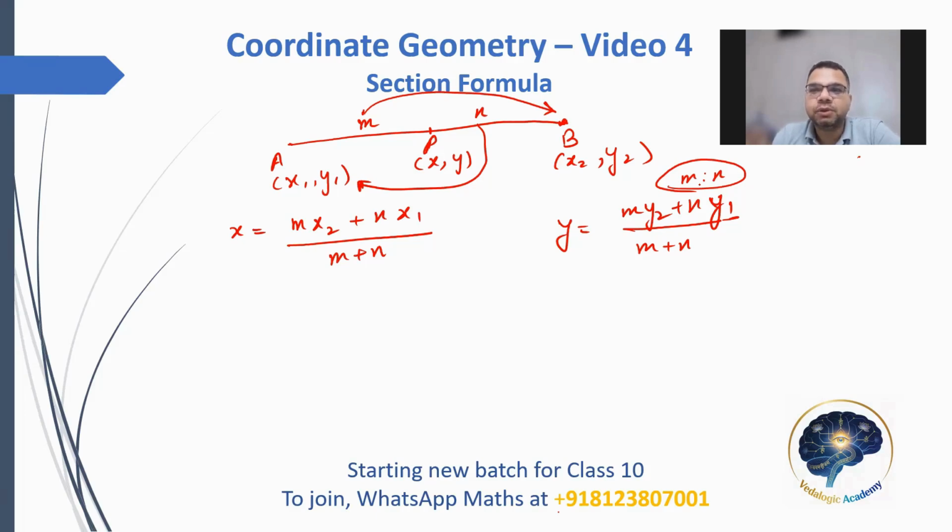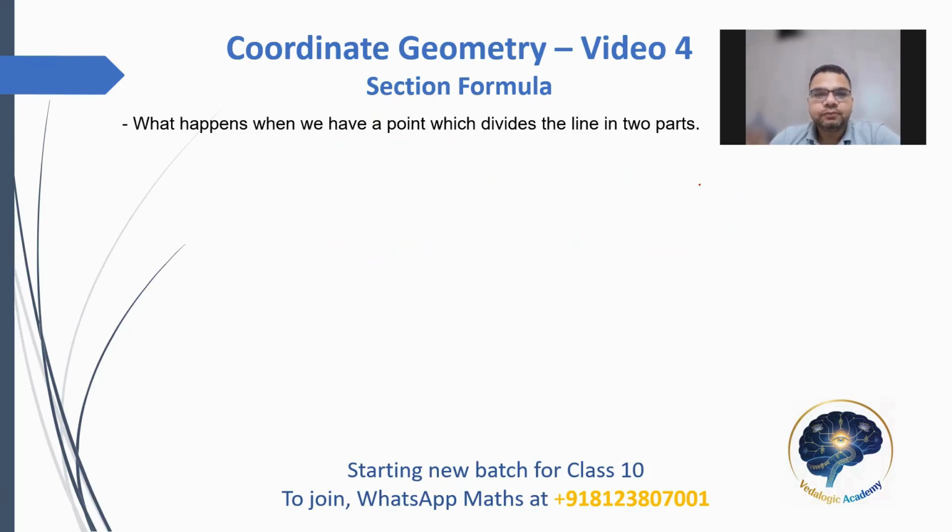So this is the section formula. This is applied when we have a point bisecting the line into equal lengths, or maybe in 2:1 ratio or 3:4 ratio, whatever ratio it is. We can find that particular point. So you will see the examples here in the coming slides. Okay, so I'll move to the next one.